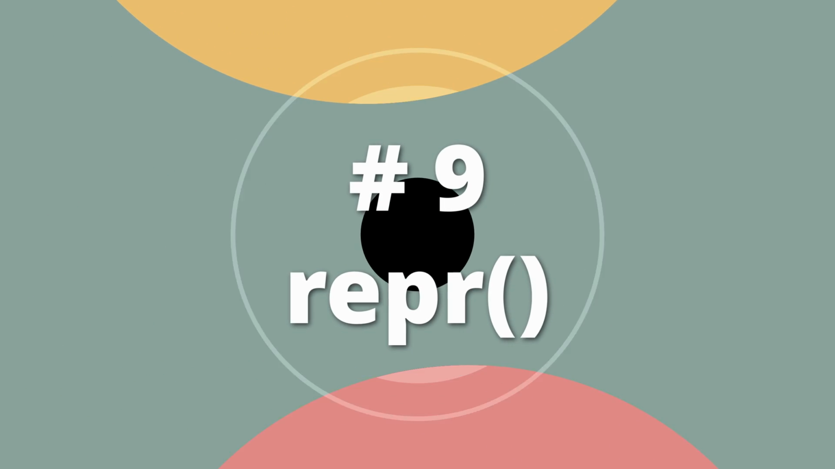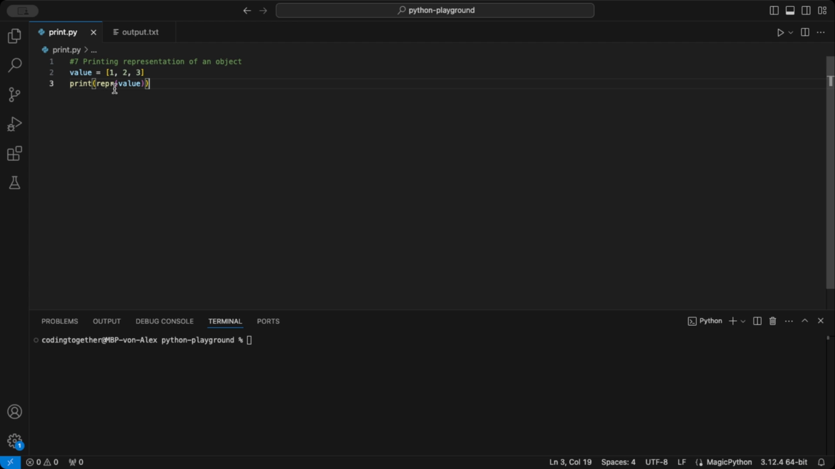And last but not least, number 9, the repr function. You can use the repr function to print the detailed representation of an object. If you need an unambiguous and precise format, use repr in the print function. For example, the repr function applied to the list 1, 2, 3 in a print function shows the raw format of the list, which is useful for debugging, development, and understanding the object's internal structure.